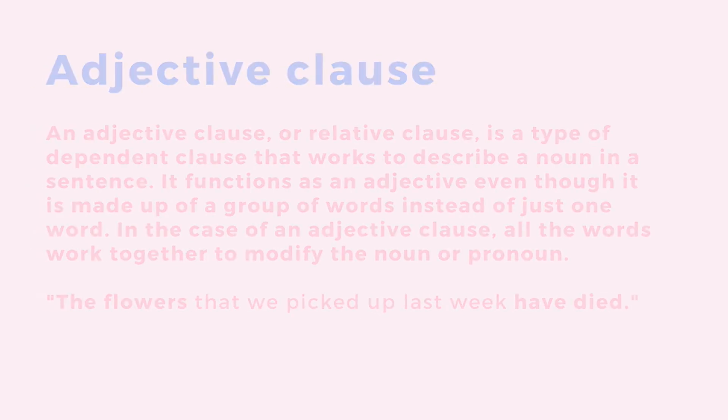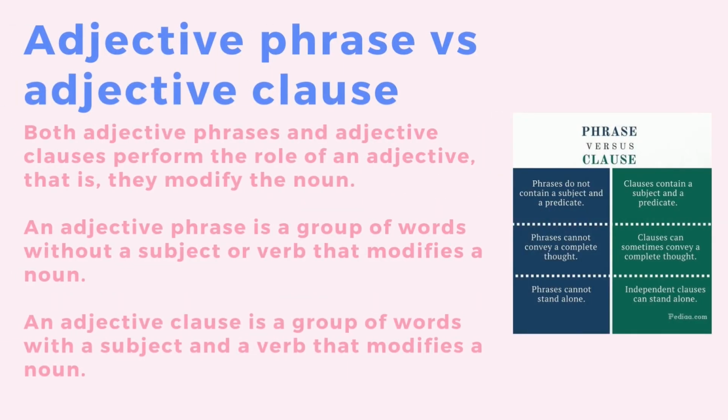But what is the difference between an adjective phrase and an adjective clause? To understand that, let's first quickly recall the difference between a phrase and a clause. The key differences between a phrase and a clause are: phrases do not contain a subject and a predicate, whereas clauses do contain a subject and a predicate. Phrases cannot convey a complete thought, but clauses can sometimes convey a complete thought. Phrases can never stand alone, but independent clauses can be used alone as well.